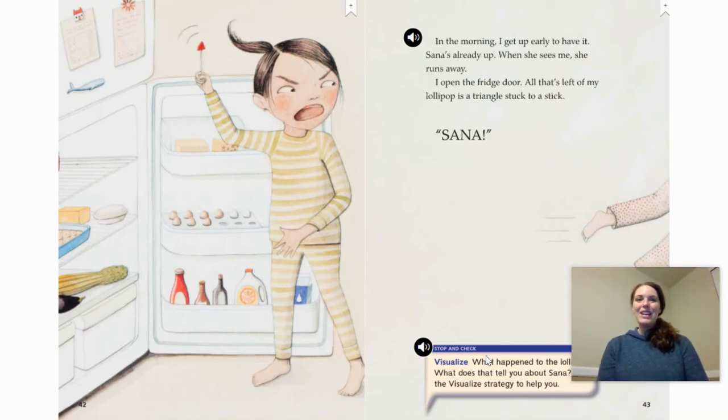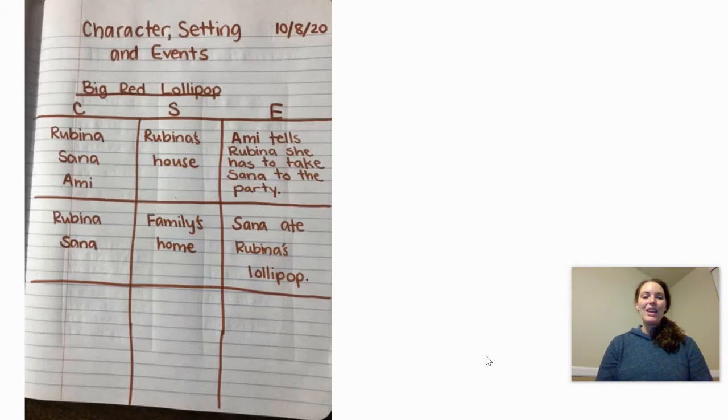All right? So get ready, get your composition notebook out to fill in our table for character, setting, and events for the middle part of the story. You can see I included the two characters from the middle of the story, which are Rubina and Sana. The setting, I said the family's home, but in the previous slide, you also heard me talk about that they were in the kitchen. So it is up to you to decide how specific you would like to be for the setting for this option.